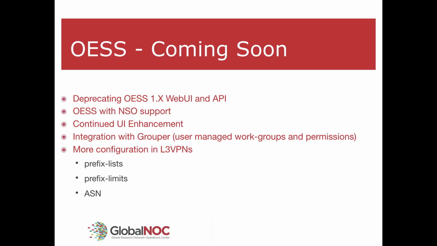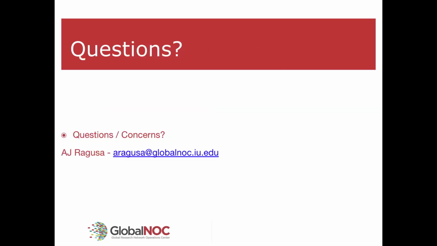And there's going to be some more configuration stuff in L3 VPNs coming. So for example, prefix lists, prefix limits, being able to set the ASN inside of your L3 VPN inside of the Internet2 network. So we're working on all that stuff right now. So that is really all that I've got. I know it was a lot of stuff and I went quick. So anybody have any questions or comments?